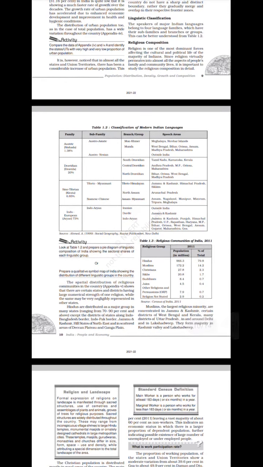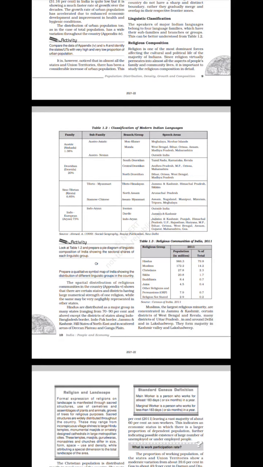Source: Ahmad A. 1999. Social Geography, Harvard Publication, New Delhi. Activity: look at Table 1.2 and prepare a pie diagram of linguistic composition of India showing the sectoral shares of each linguistic group. Or prepare a quantitative symbols map of India showing the distribution of different linguistic groups in the country. Take a look at Table 1.3, Religious Communities of India 2011.